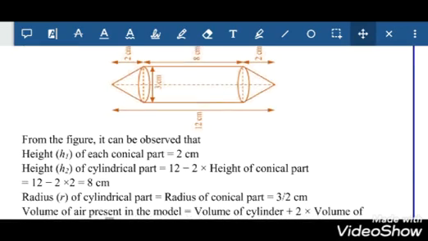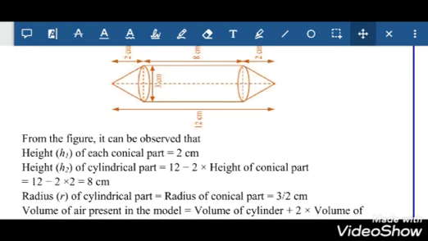So volume of air present. Volume of air present means here what are the things combined? Volume of cylinder plus 2 into volume of conical part. Here the cylindrical part is there, the conical part is there. So how many conical parts? 2 conical parts. So we need to find 2 times the volume. So what we need to find out is the volume of the cylindrical part plus 2 into the volume of the conical part.